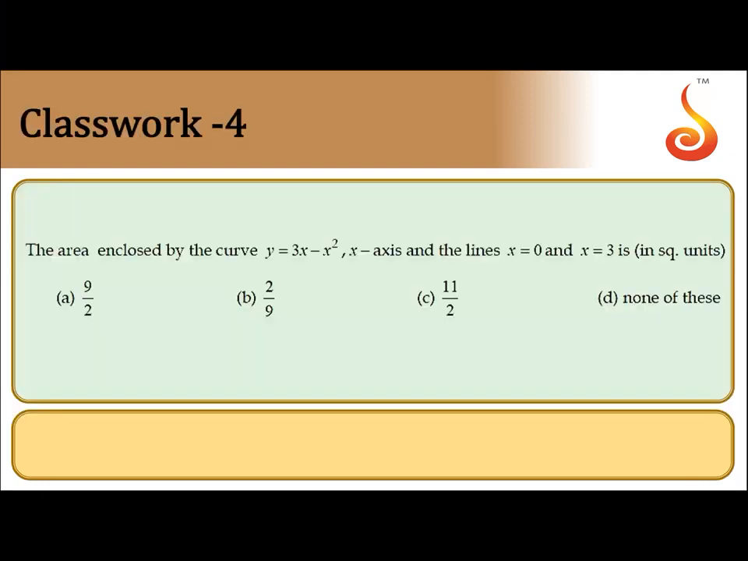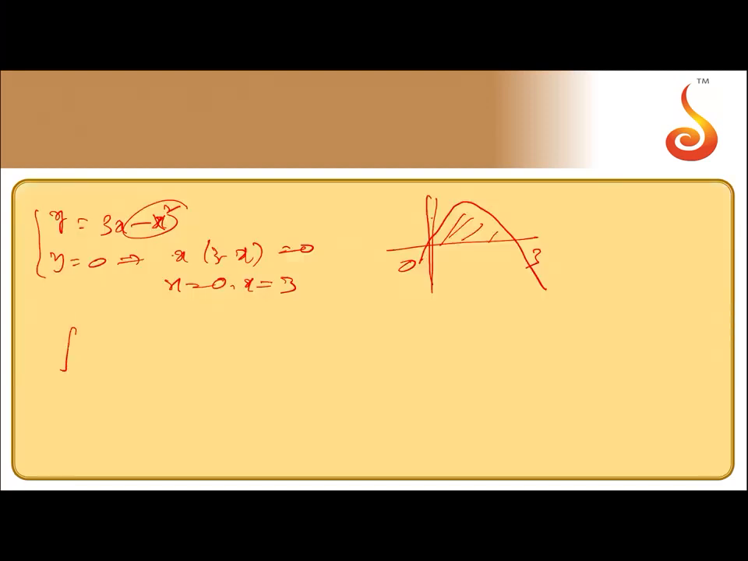So the area under this curve from x equals 0 to 3 is nothing but the integral from 0 to 3 of y dx, that is 3x minus x square dx. And that is equal to 3x square by 2 minus x cube by 3, with limits from 0 to 3.